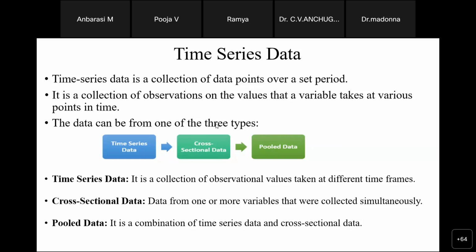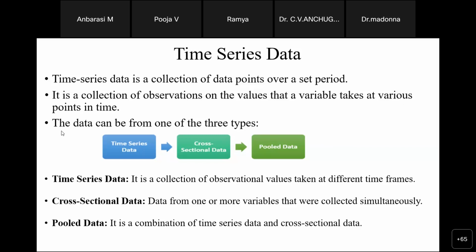Okay, so time series analysis is actually a collection of observations on the value that a variable takes at various points in time. Based on the previous historical data, we are able to predict the future data.